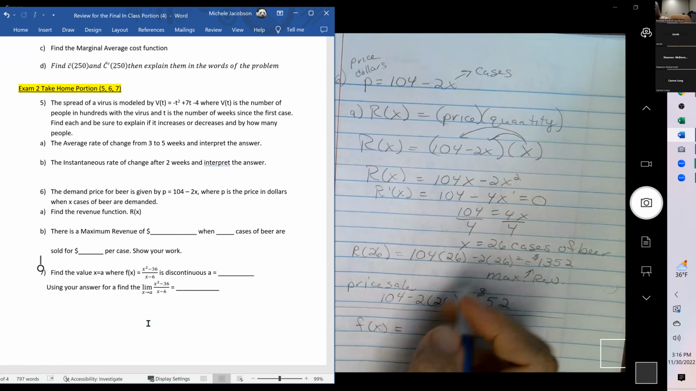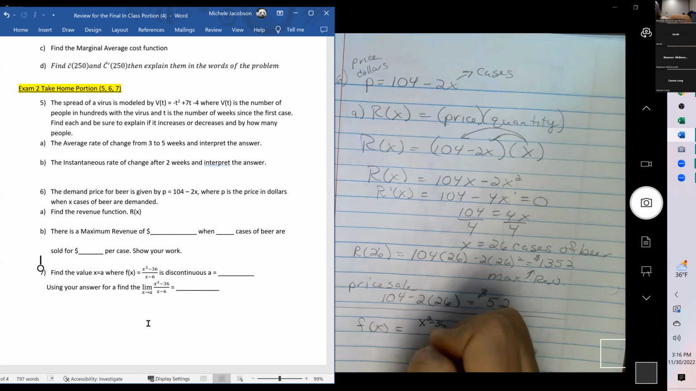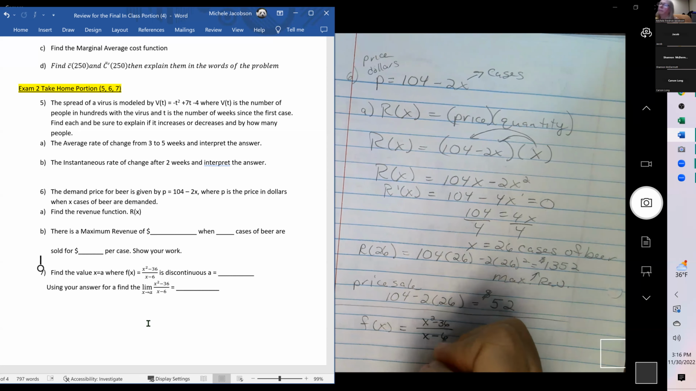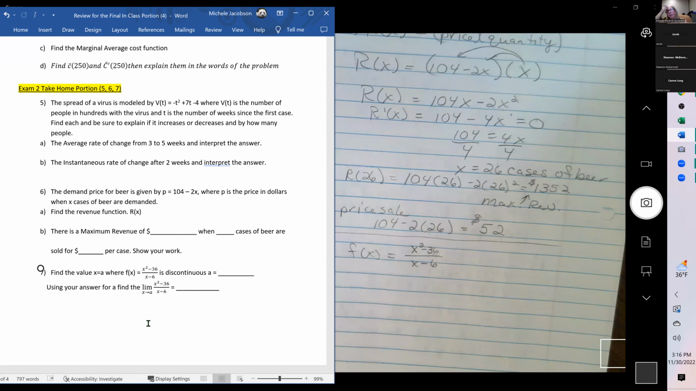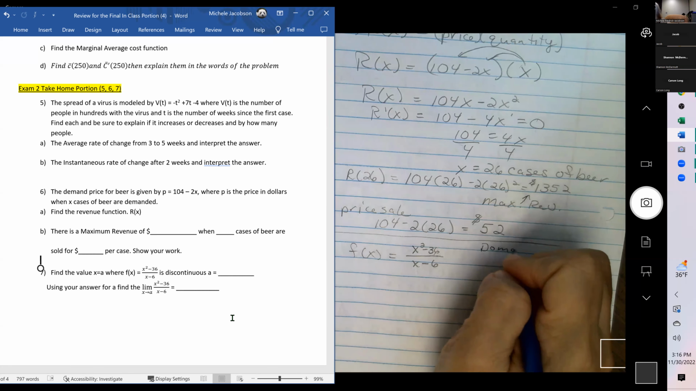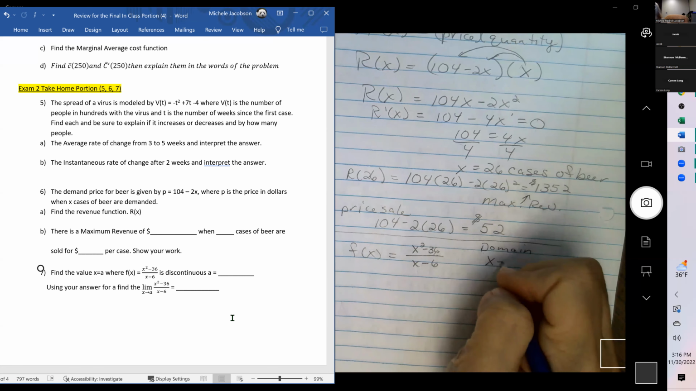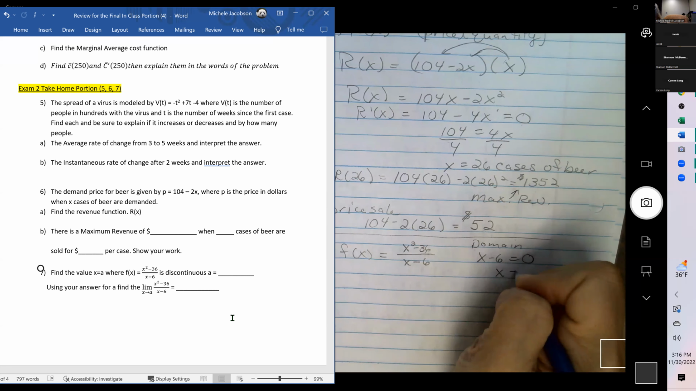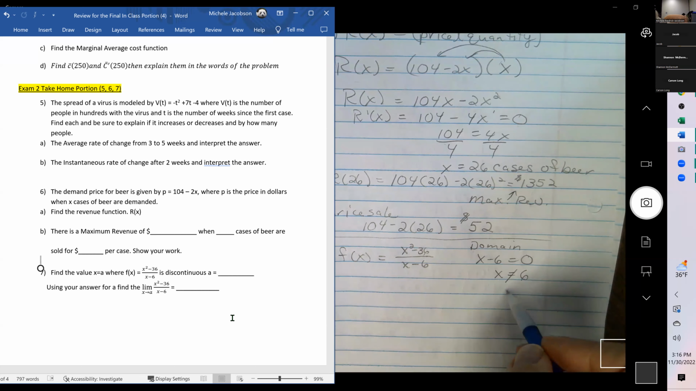X squared plus 3. When we're finding where something is discontinuous and you have a fraction, it's discontinuous wherever you have 0 in the denominator because you cannot have 0 in the bottom. That's finding your domain. You set your denominator equal to 0 and solve. So it's discontinuous at 6.